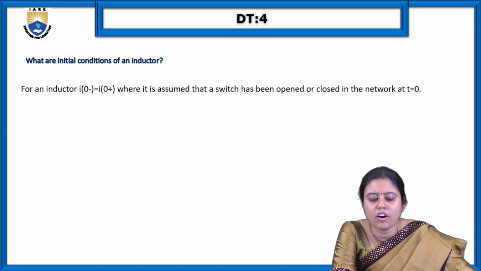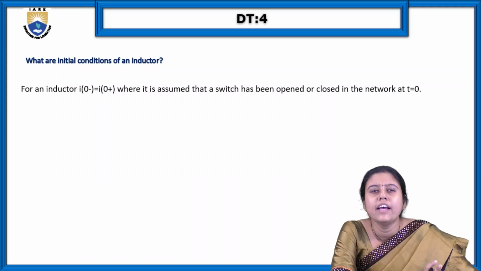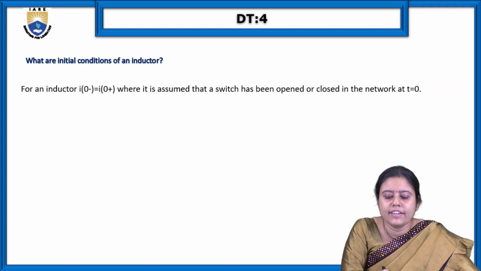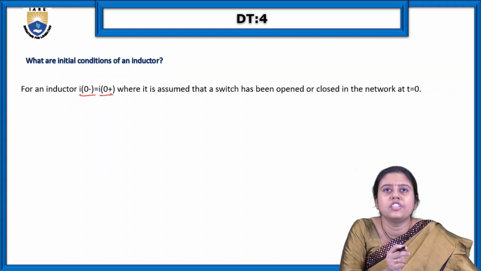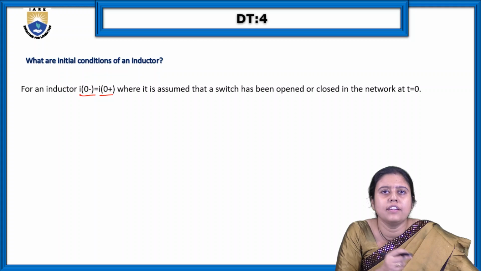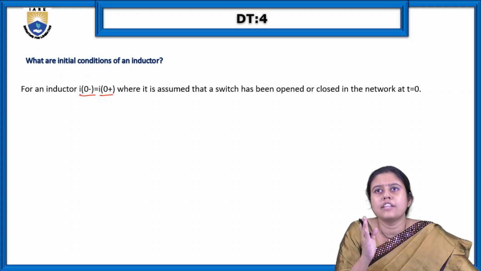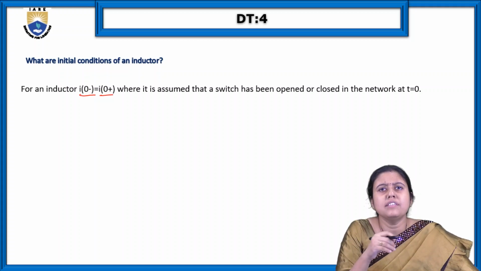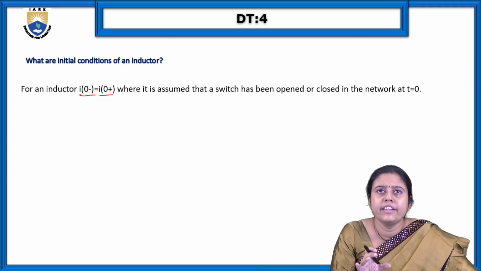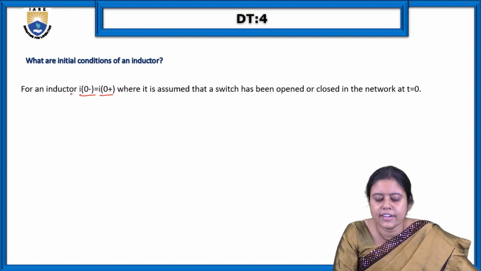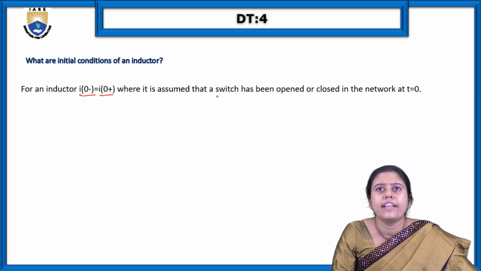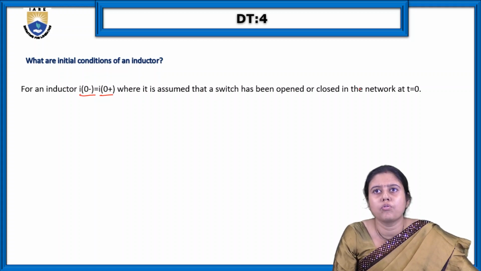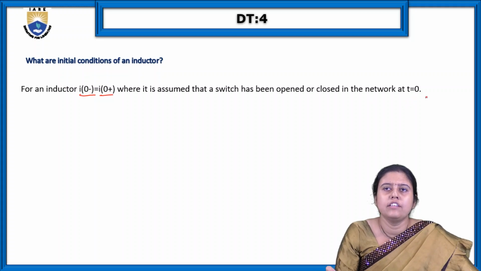So what is the initial condition of an inductor? As I told, the initial condition of an inductor is I0 minus, the initial current which is always present. 0 means the switching time, 0 minus means before switching, 0 plus means just after switching. So for an inductor, I0 minus is equal to I0 plus, where it is assumed that a switch has been opened or closed at network time t equal to 0.